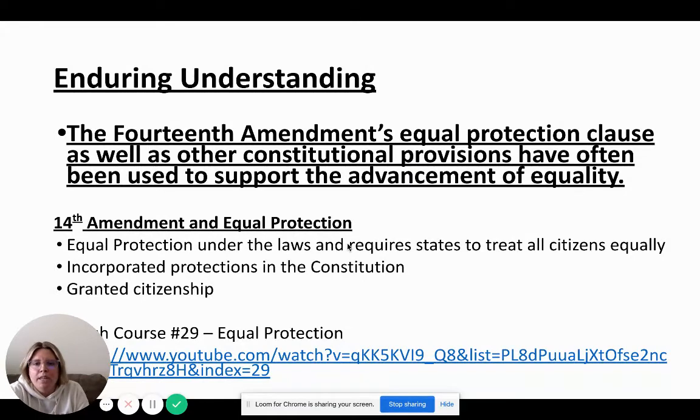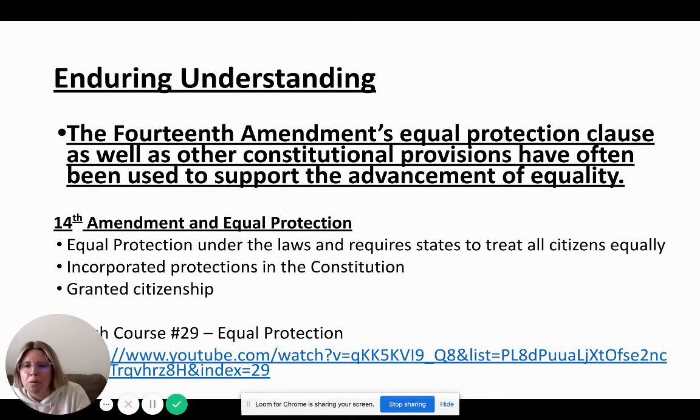Enduring understanding: the 14th Amendment Equal Protection Clause, as well as other constitutional provisions, have often been used to support the advancement of equality. So the 14th Amendment is also important prior, because of due process on the states and selective incorporation. It's also important because it has equal protection. This 14th Amendment is freaking awesome.